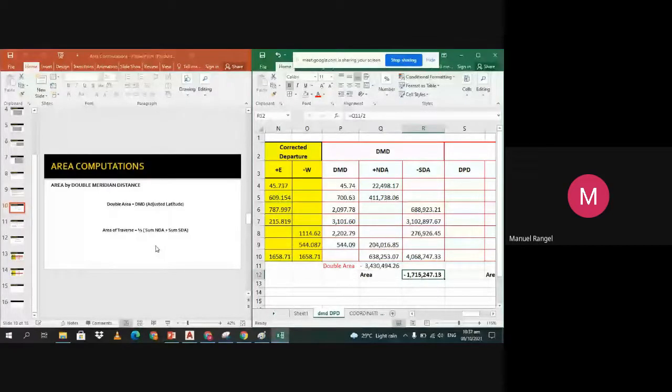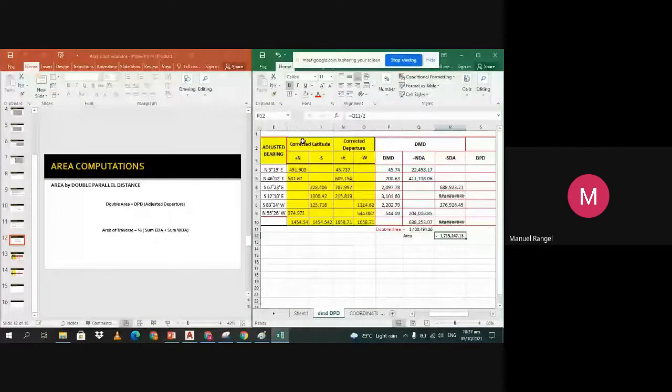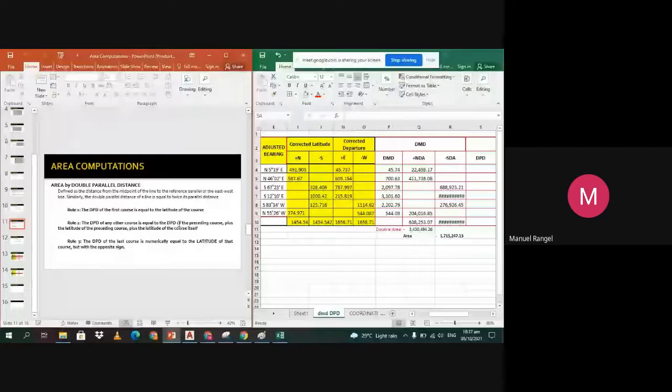Then for the DPD method, same rule. So instead of the departure, the DPD of the area of the first course is equal to the latitude of the course. So what is the corrected latitude? 491.903. So same rule number 2.